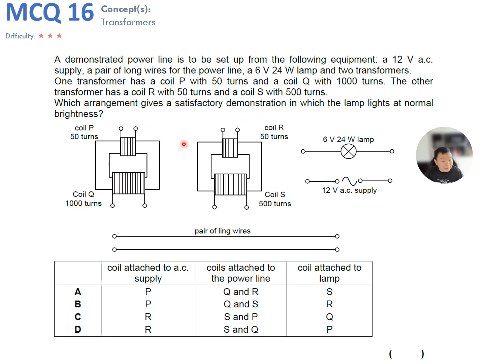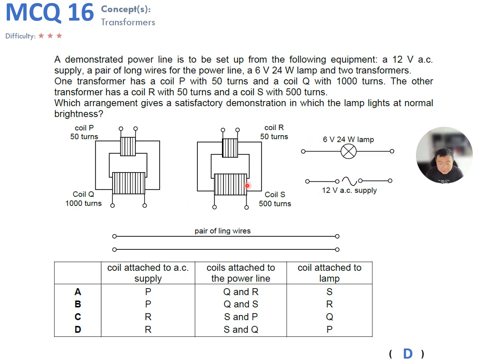a combination, or connection rather, of how we can connect all these things together so that the lamp lights at normal brightness. And what do we mean by lighting at normal brightness? It means that the voltage across this lamp, we are aiming for it to be over here 6 volts. When you apply 6 volts, the lamp will function at its power rating, and that's the normal brightness. So we are aiming to have the output secondary voltage from the transformer to be 6 volts. That's our aim. And let's solve this part by part.